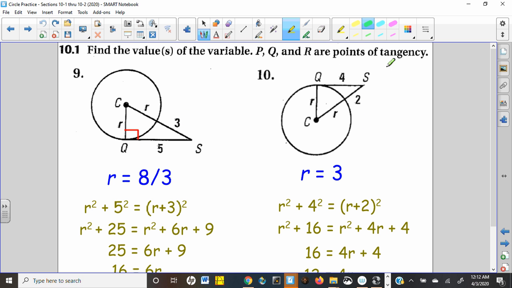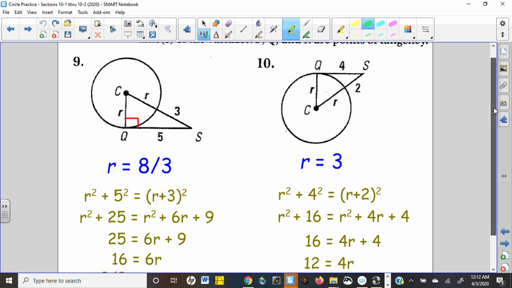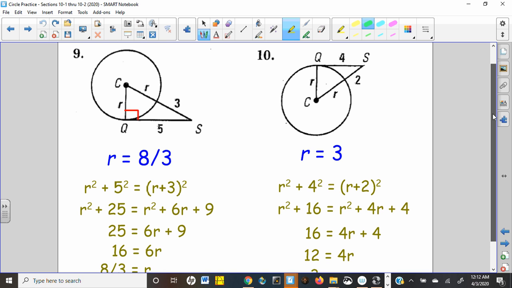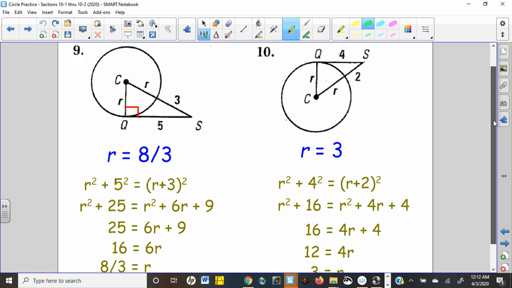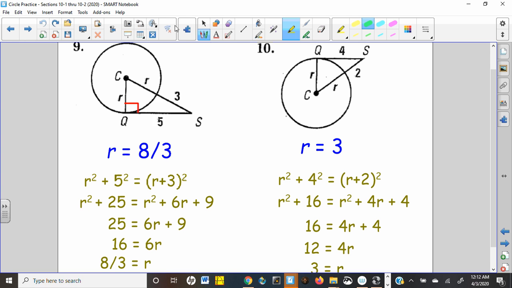That takes us to problems 9 and 10. So when we went over these theorems on Tuesday, we did a problem just like this with the tangent segment creating the right triangle. In the homework for Tuesday night out of the book, we did 3 problems just like this. I mean, the setup was the same. The numbers changed a little bit.